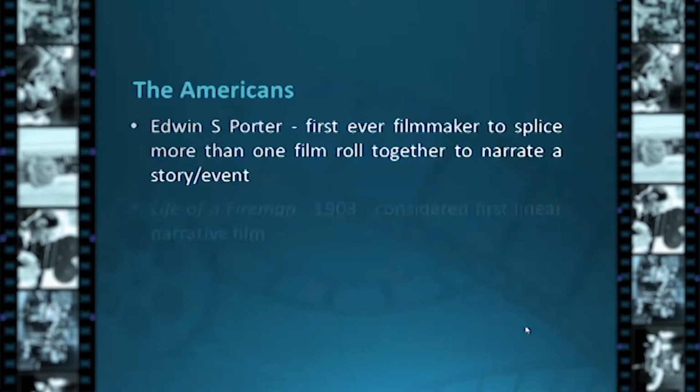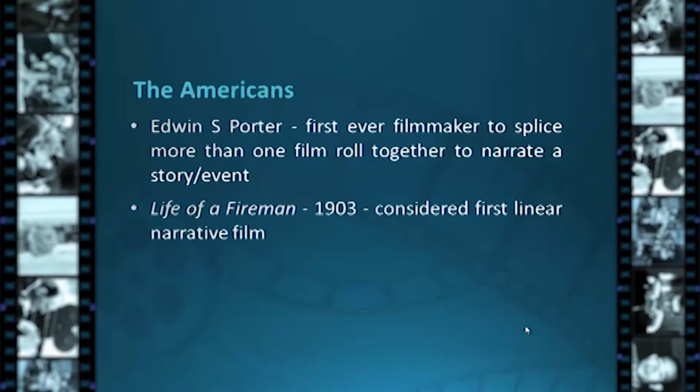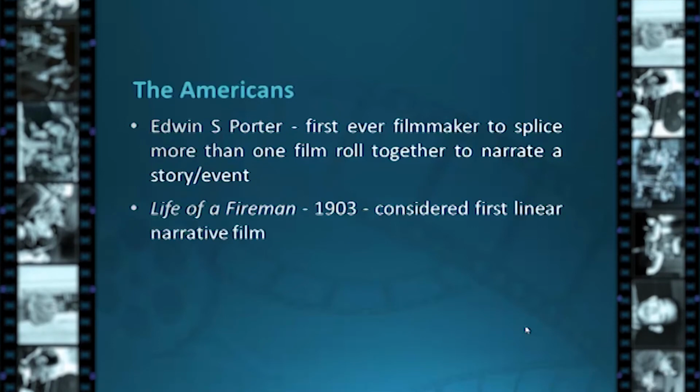A very important film by him is Life of a Fireman in the year 1903. This particular film is also considered the first linear narrative film because it was actually a combination of actuality film and a little bit of action, because what had happened in the film was that he wanted to show what happens to a fireman, how they deal with various situations.